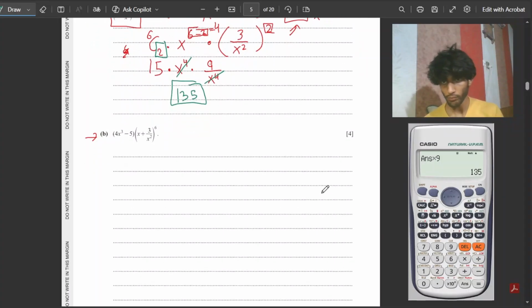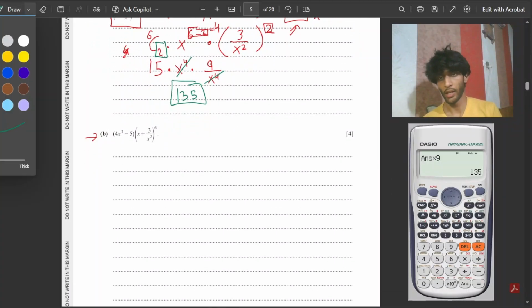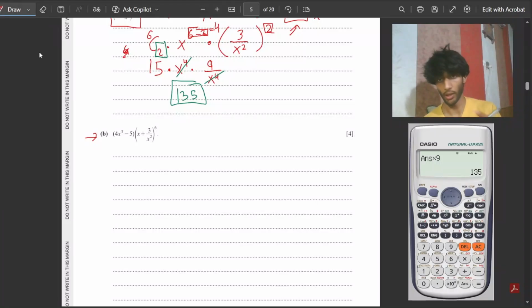Now part b. Again, we're going to do the same thing in part b. Now, you can do 2 things. You can either expand all of this, and then multiply all of those terms with this bracket over here, and then try and see which term ends up having no x, or here's what you can do. You can see that this term over here has a power of x to the power 3.